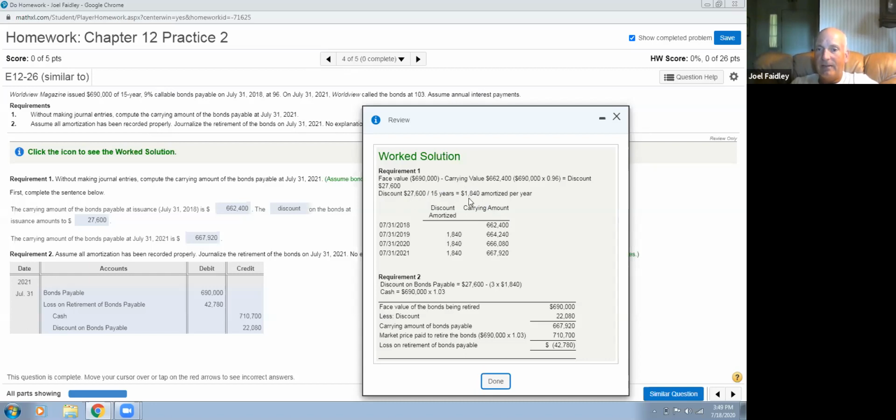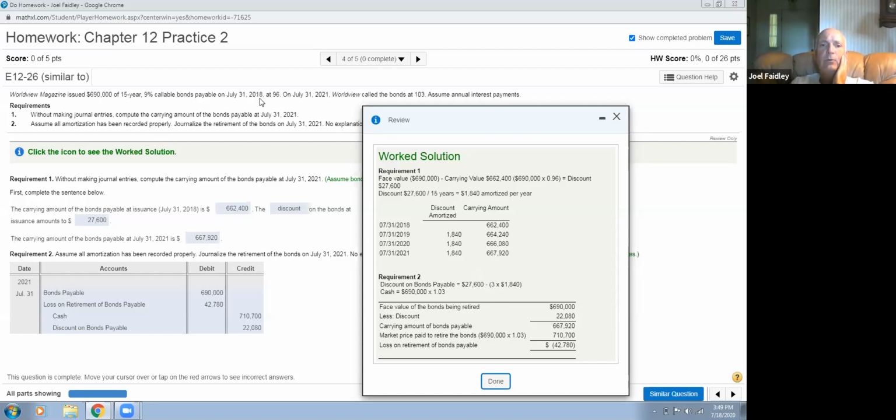27,600 divided by 15 is 1,840 amortized per year. All right, that gives you how much the discount, and so the plug number is going to be the interest expense, right? All right, so the discount 27.6, and of course we don't have to make that journal entry, but we are how far into this? This is annual. 3 times 1,840.